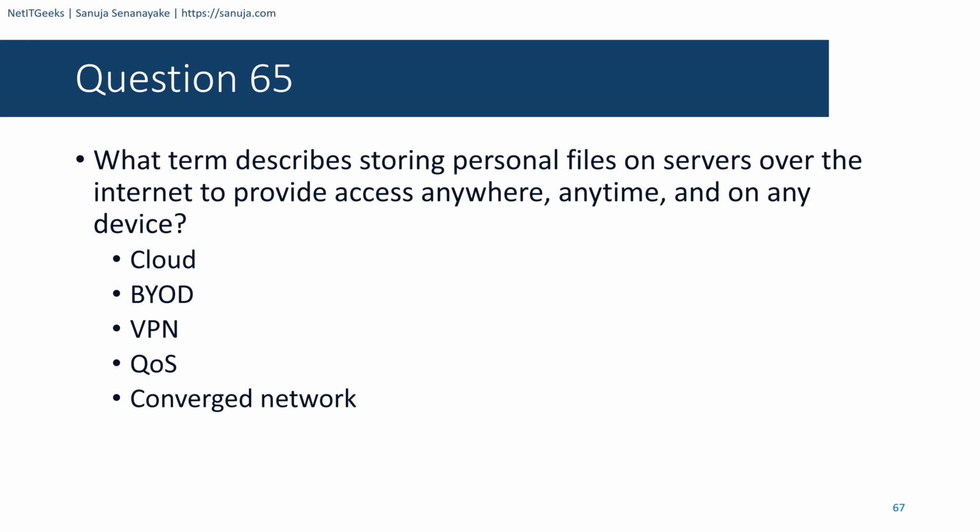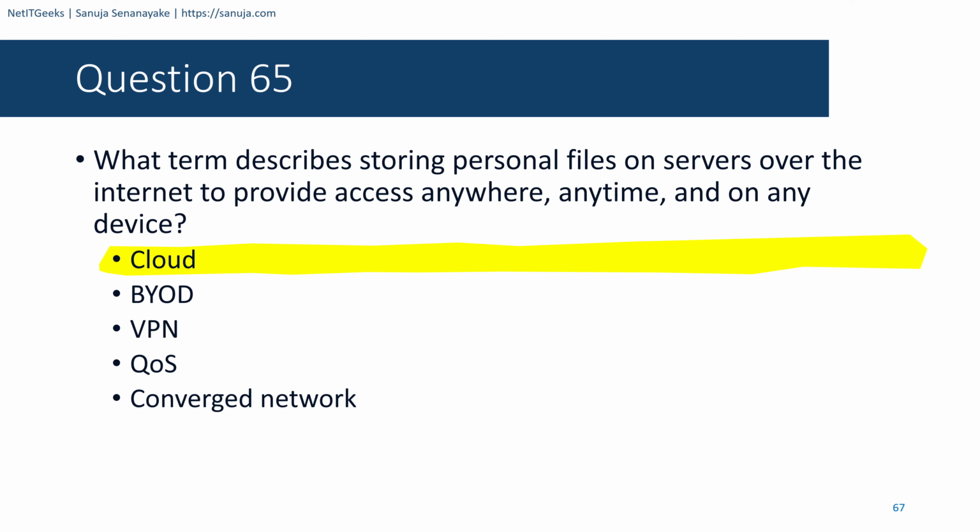Question number 65. What term describes storing personal files on servers over the internet to provide access anywhere, anytime on any device? Not sorting, sorry about that, storing. In other words, saving data on servers so you can access it anywhere. Cloud, BYOD, VPN, QoS, converged. Again, the only two things that you might be confused about are the cloud and VPN. And the answer to this question is cloud, because cloud allows us to put files anywhere.